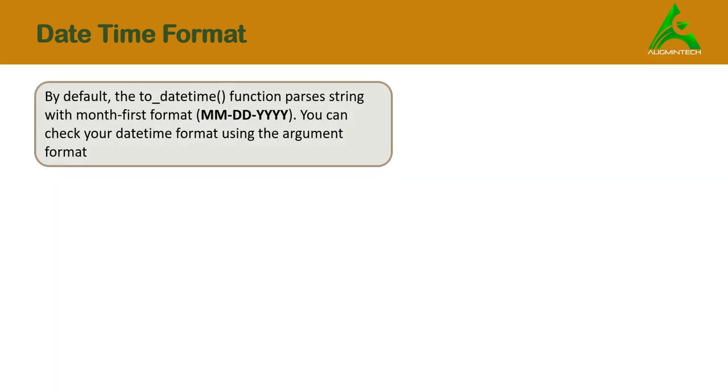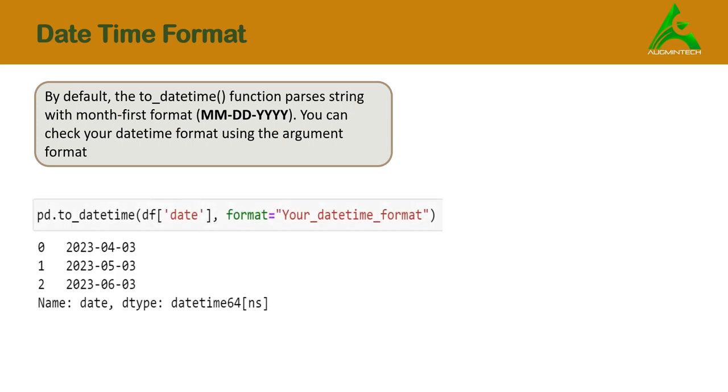Then let's see what is datetime format. By default, the to_datetime function parses strings with month first format, that is month, day, and year. You can check your datetime format using the argument format. So here I can say pd.to_datetime and then the data frame of date, that is the name of the column, then format equals your datetime format. This will automatically take the datetime format either in the form of year, month and day, or month, day, and year.